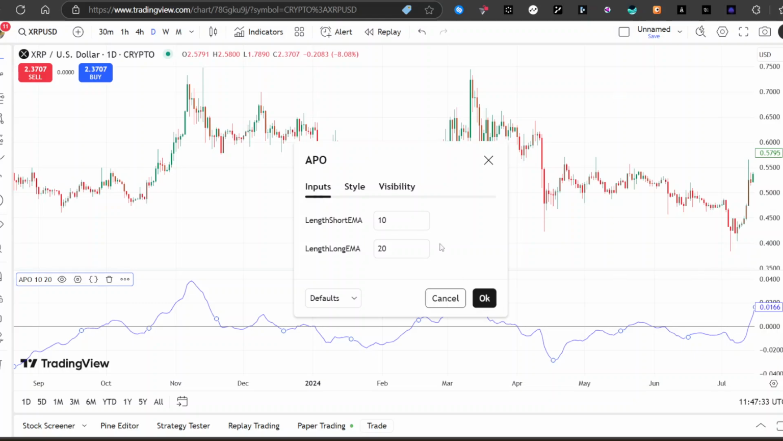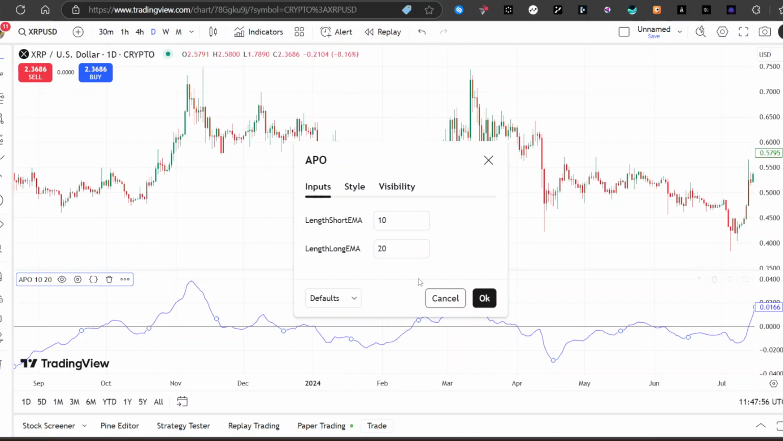So we can see here that you can actually adjust the settings for the moving averages that you want to use for the calculation. You can see the short EMA is set to 10, the long EMA is set to 20. So you can adjust it according to your own taste.